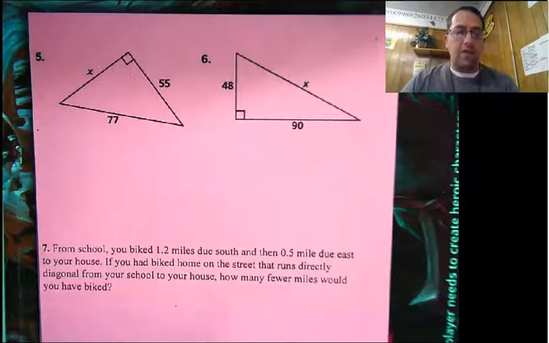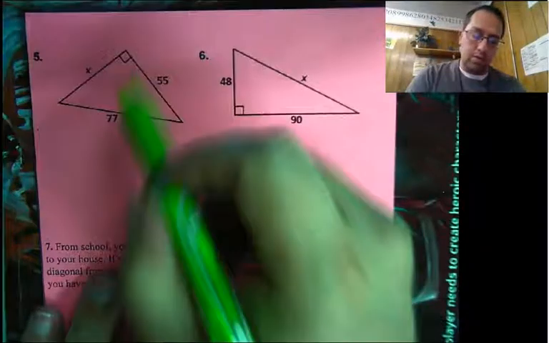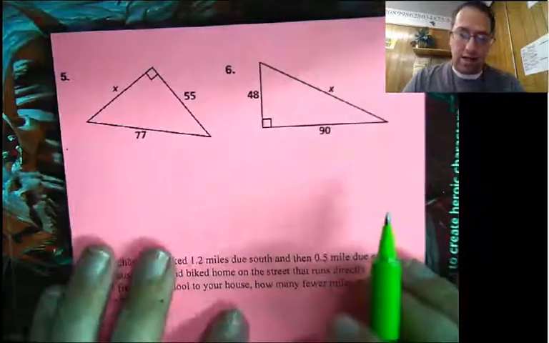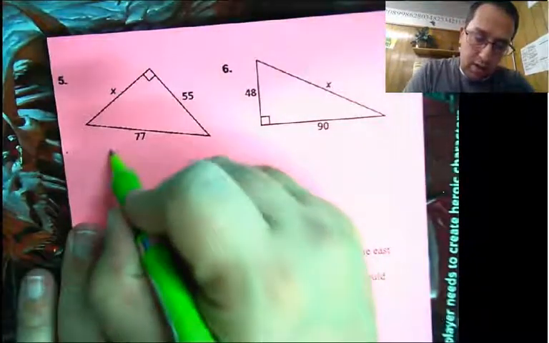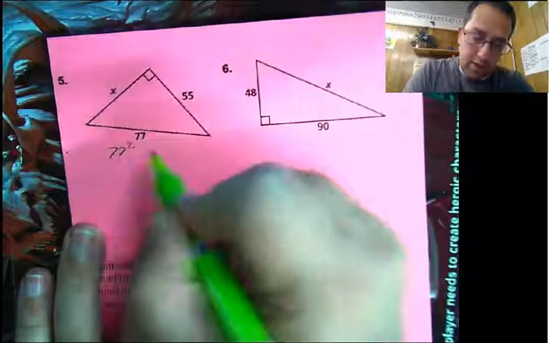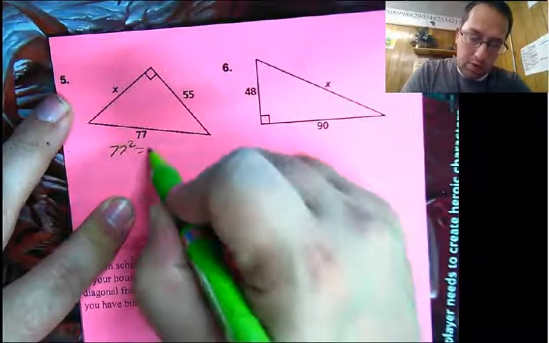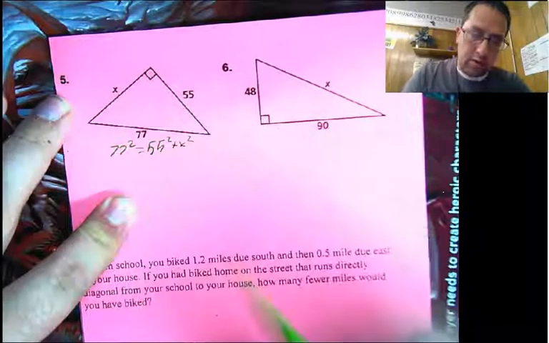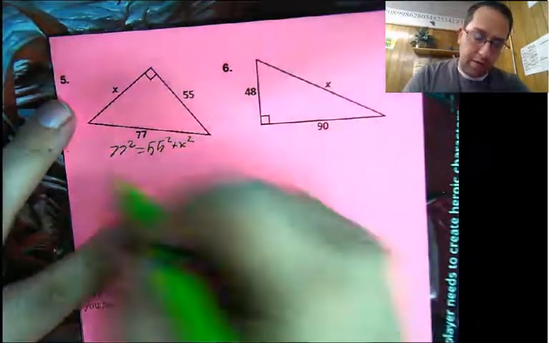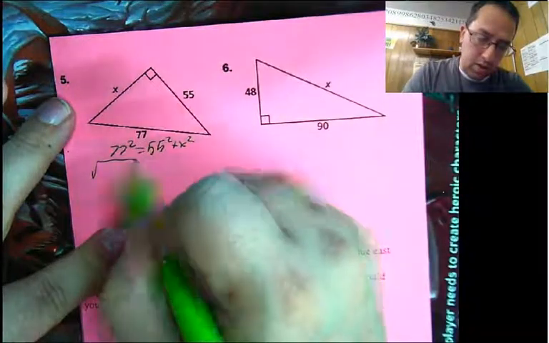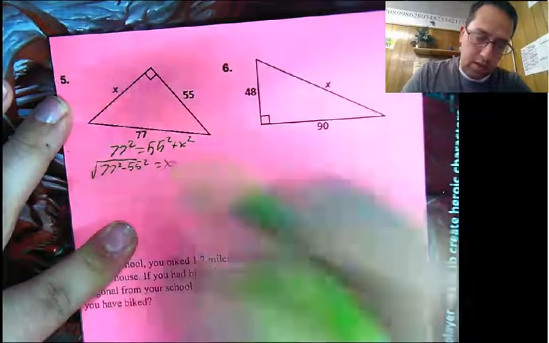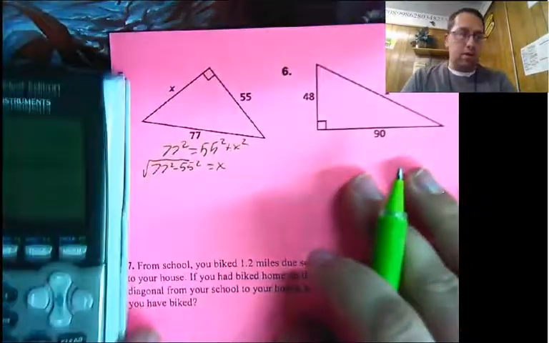On number 5, x is not the long side, so x is not the hypotenuse, because the hypotenuse is the 77 across from the square root there, so it's not going to be c. What we're going to have here is 77 squared equals 55 squared plus x squared. Subtract that 55 over, and we end up with the square root of 77 squared minus 55 squared is going to equal x. I have no idea what that is.